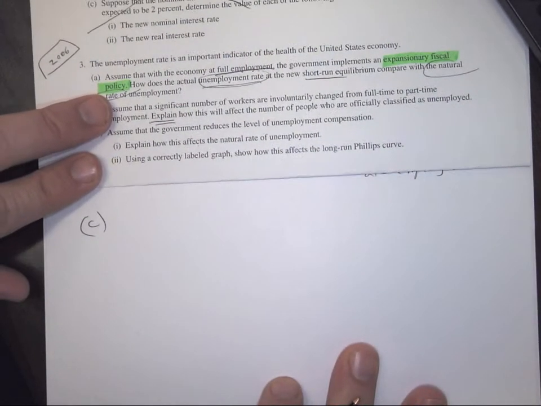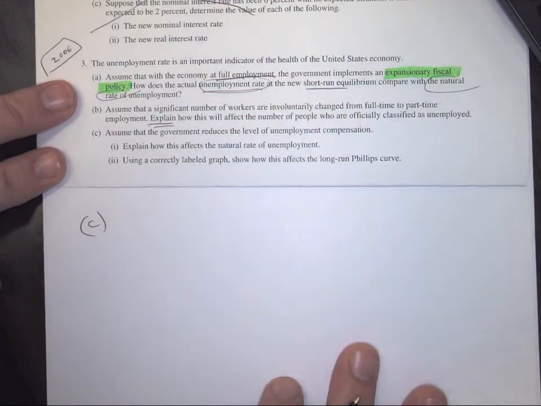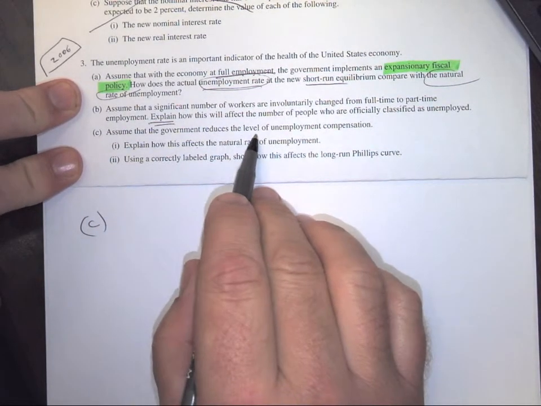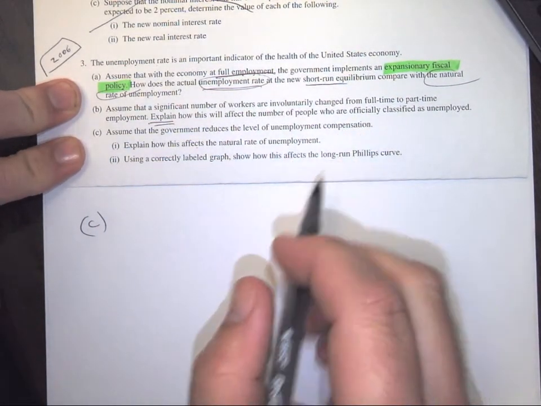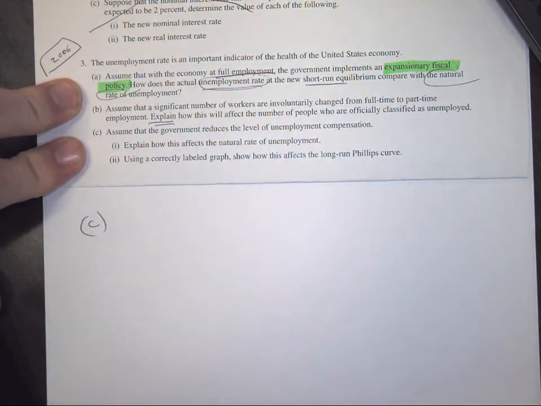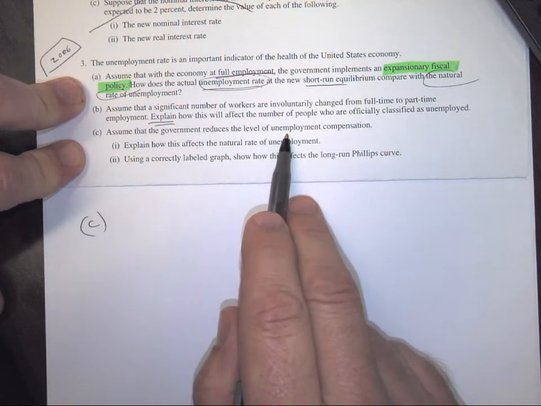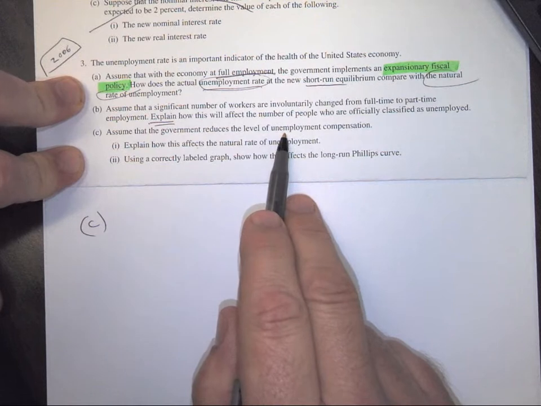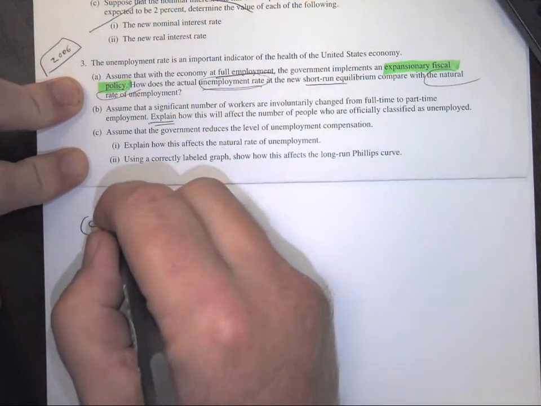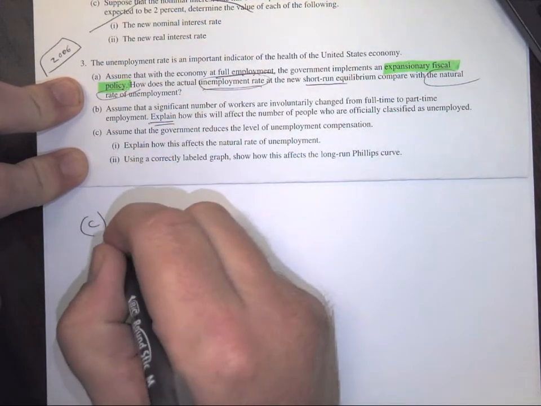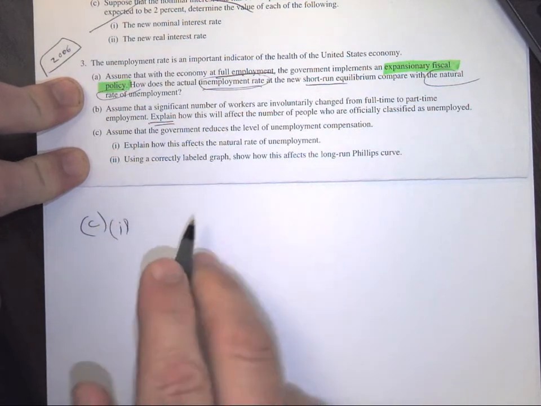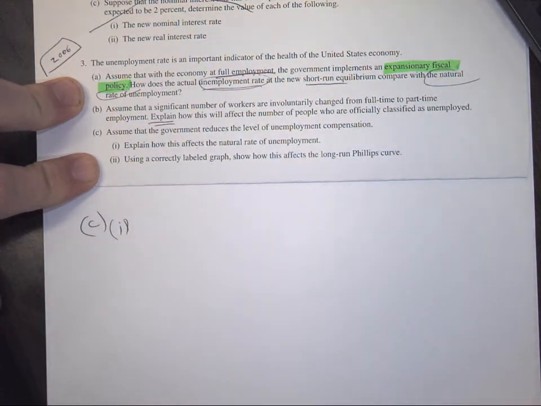Alright, so now we're on to part C. Assume the government reduces the level of unemployment compensation. Okay, so unemployment compensation, those are what we call automatic stabilizers. They're also called transfer payments. So that means, and right now is a great example of that, we did have lots and lots of unemployment checks going out to people out in the economy. So, part I, explain how this affects the natural rate of unemployment.